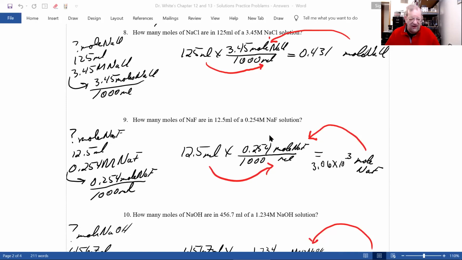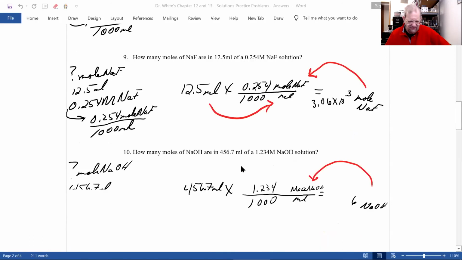Milliliters, where do we get these numbers? From here, 0.254 moles of NaF per 1,000 milliliters. 1,000 is an exact number. 12.5, 0.254. My answer is 3 significant figures.